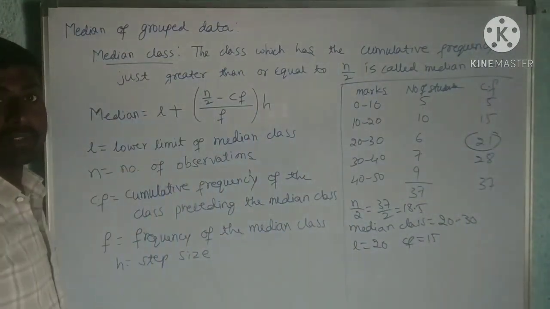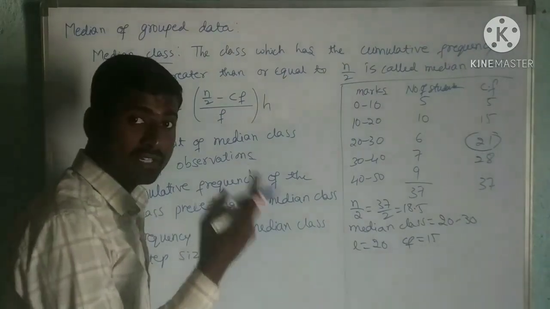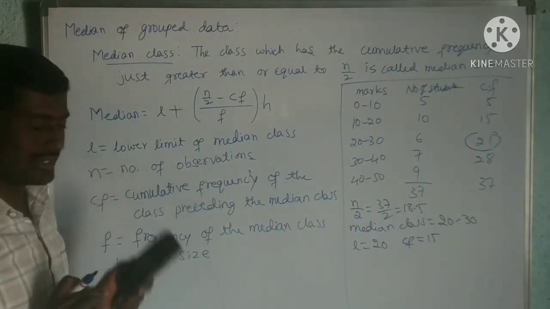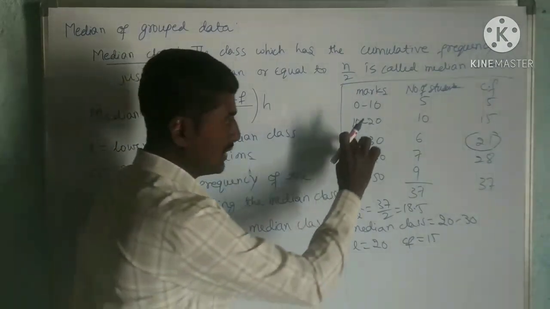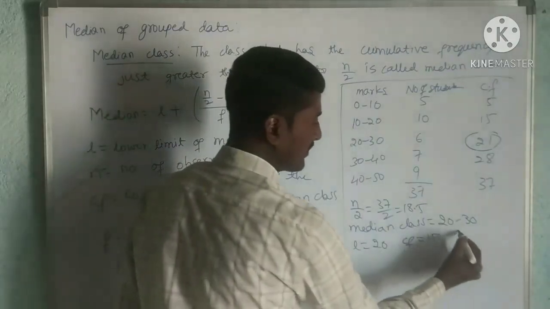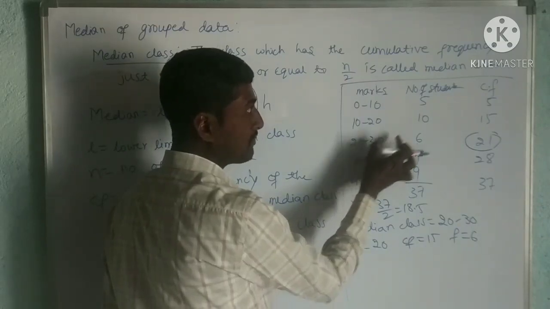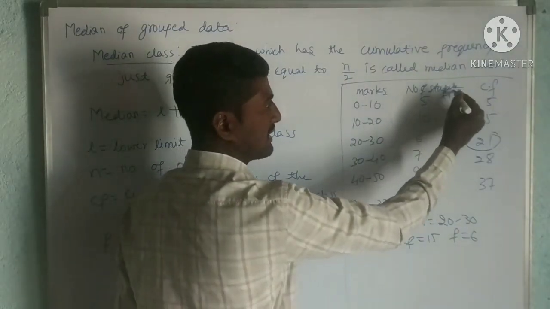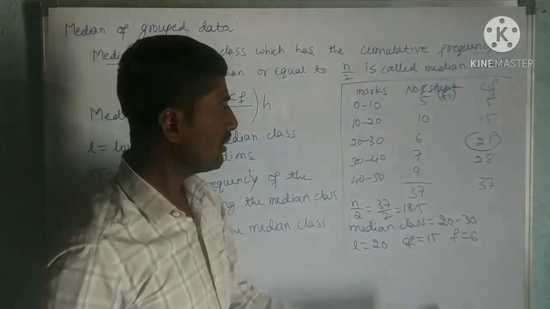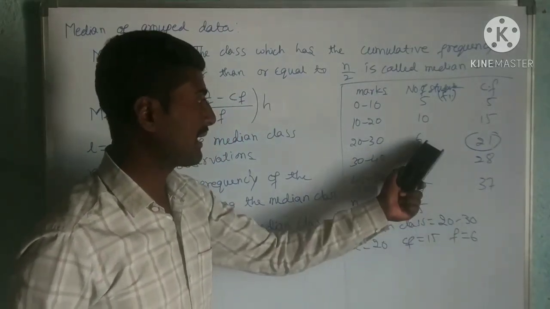Next, F. F is the frequency of the median class. CF is different, F is different. This is only frequency, this is cumulative frequency. So the frequency of the median class 20 to 30 is 6. This is Fi, the frequency. This is the cumulative frequency. These two are different. So here F is equal to 6, the frequency of the median class.